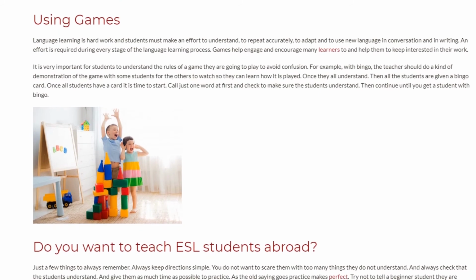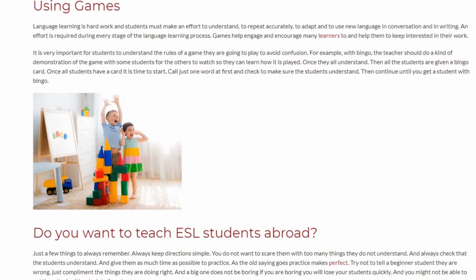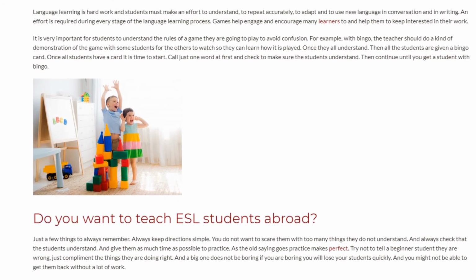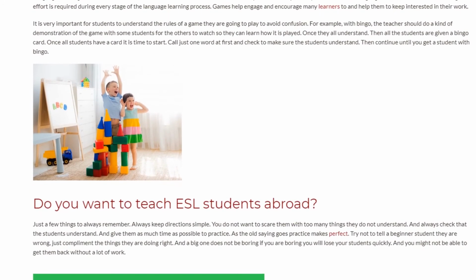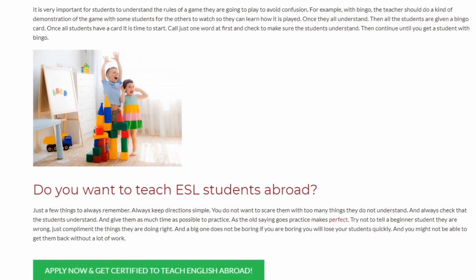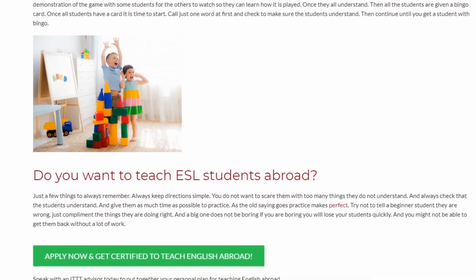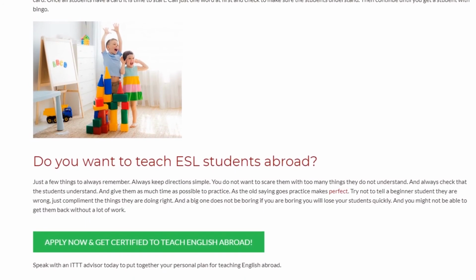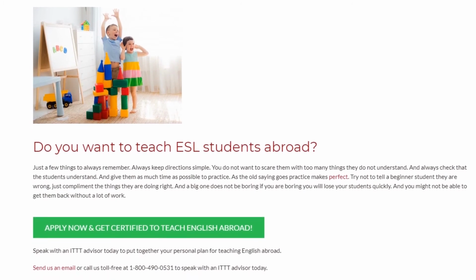Just a few things to always remember. Always keep directions simple. You do not want to scare them with too many things they do not understand. And always check that the students understand. And give them as much time as possible to practice. As the old saying goes, practice makes perfect. Try not to tell a beginner student they are wrong, just compliment the things they are doing right. And a big one: do not be boring. If you are boring, you will lose your students quickly, and you might not be able to get them back without a lot of work.